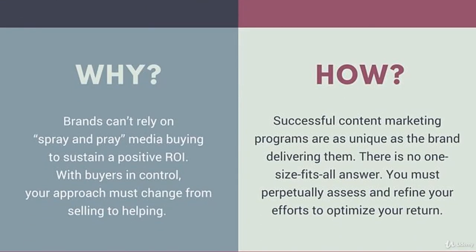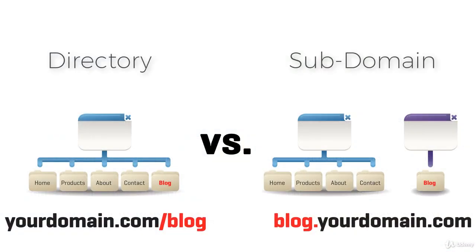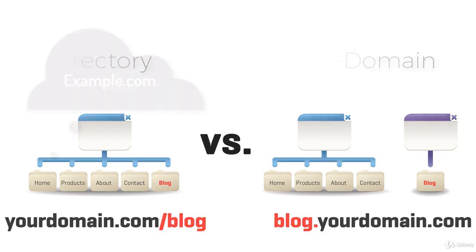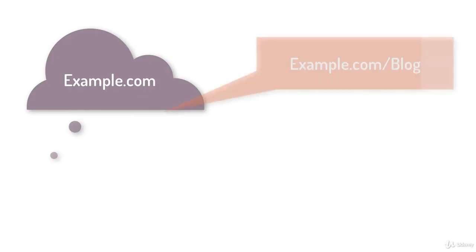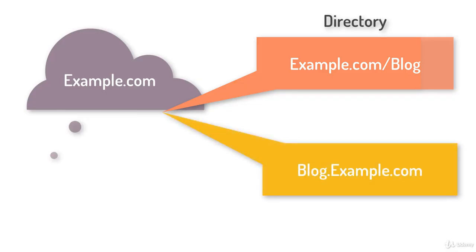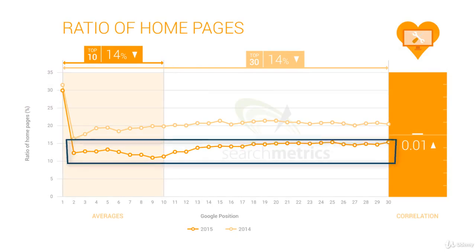Before moving further, I wish to make clear the difference between subdomains and directories. If example.com is the domain name, then example.com slash blog is a directory page and blog.example.com is the subdomain. The proportion of home pages ranking in lower positions has significantly decreased in 2015.